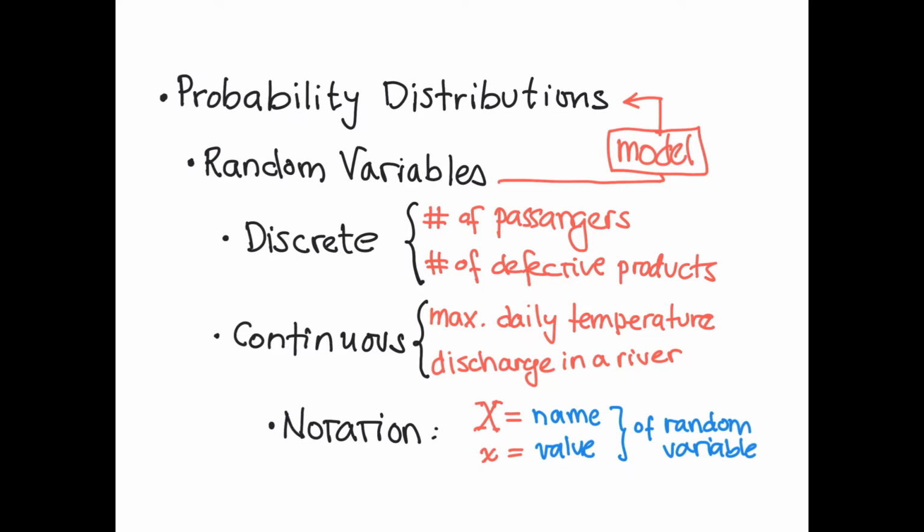For writing probabilities, it is commonly accepted that the name of the random variable will be shown as an uppercase letter, whereas the actual value that the random variable takes will be shown as a lowercase letter.